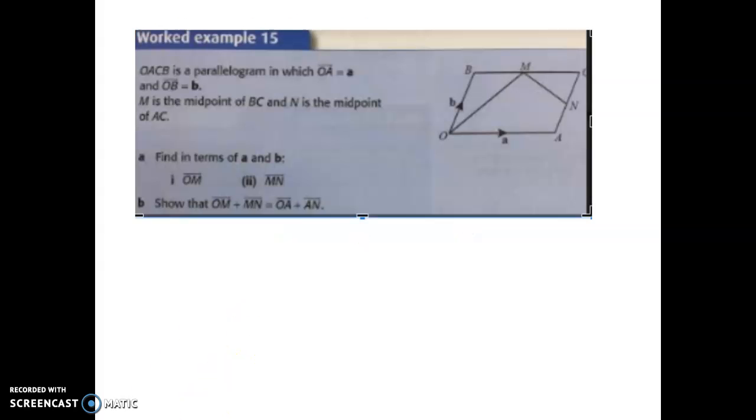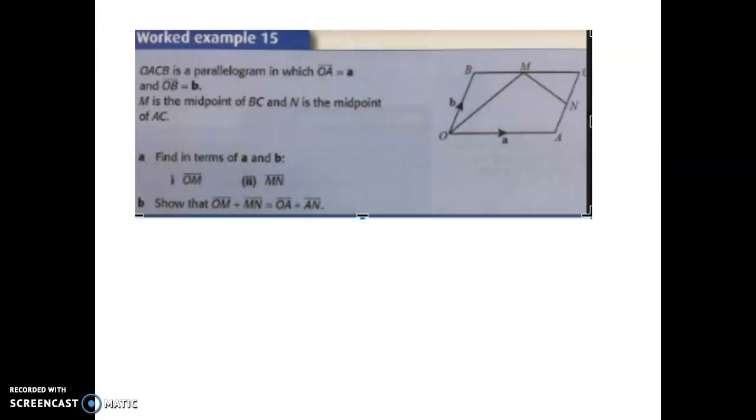Now, the worked example from your book, worked example 15, which is given to you with very little background knowledge, is that OACB is a parallelogram in which OA is equal to A, OB is equal to B. You can look at the image and see that. M is a midpoint. This you need to read. M is a midpoint of BC. So this is a C here. I cut it off on accident. N is a midpoint of AC. So keep in mind that M and N are midpoints. And we have to find OM.